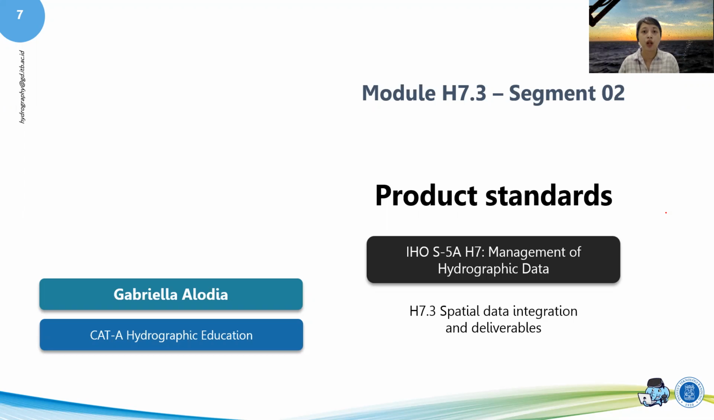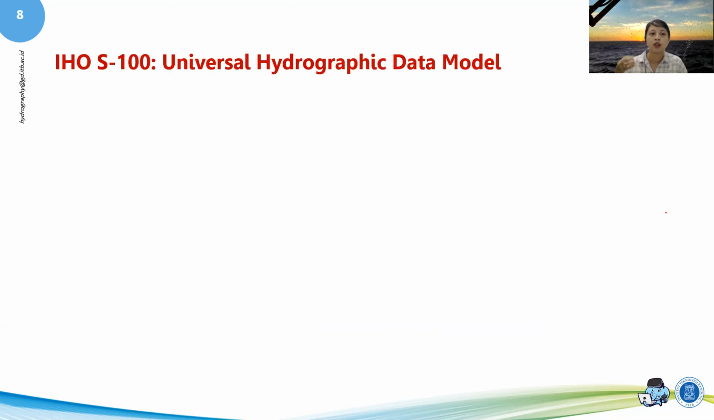And now we're going to talk about the product standards, because there are different standards whenever you're working for a company, or with a hydrographic office or any other offices. And the standards that I'm going to present to you are the standards that come from IHO. So the first one is a new standard that is called S100, which is the Universal Hydrographic Data Model.